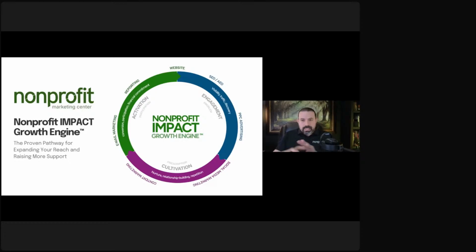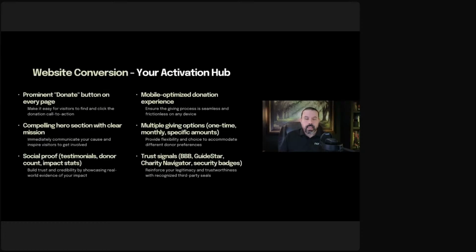All right. So this is the nonprofit impact growth engine. That was the walkthrough of all of the pieces that we're talking about. I want to talk to you a little bit about website conversion and what that means. Making sure that you have prominent donate buttons, making sure there's a compelling hero section with a clear mission. Guys, those sliders, they're fun, they're wonderful, but nothing replaces a great image with a powerful impact statement that tells people why you're here and why they should care. Social proof: making sure there are donor counts, impact stats, stories. Show people the proof of what you're doing. You've got to be mobile optimized, obviously, and make sure the donation process is as well.